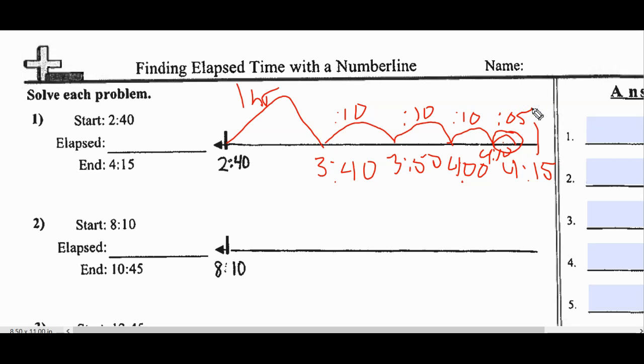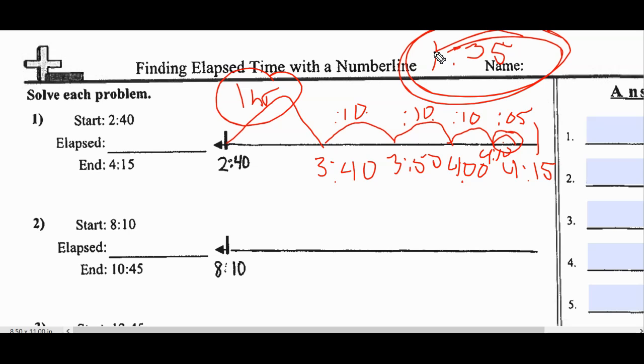Now we have to count all these. Okay, so obviously I have 10, 20, 30, 35. So at least I have 35 minutes of that. Okay, plus the hour, an hour and 35 minutes. So how long? What was the elapsed time? How much time has passed right here? Well, it's 1 hour and 35 minutes. That was the elapsed time. Okay.